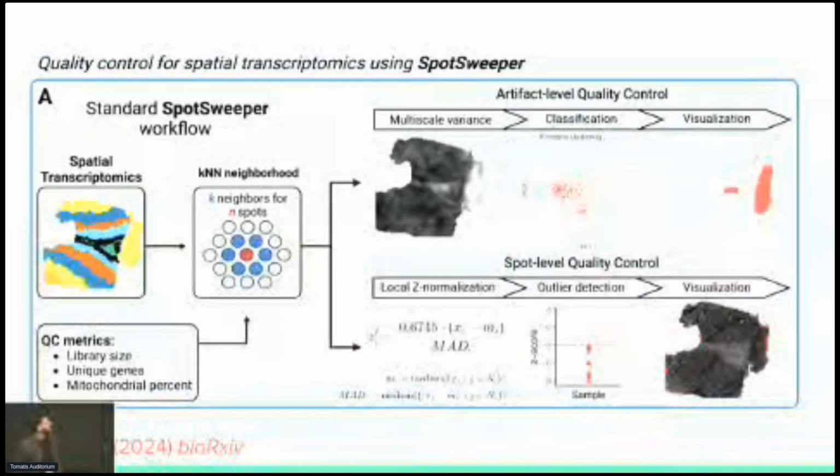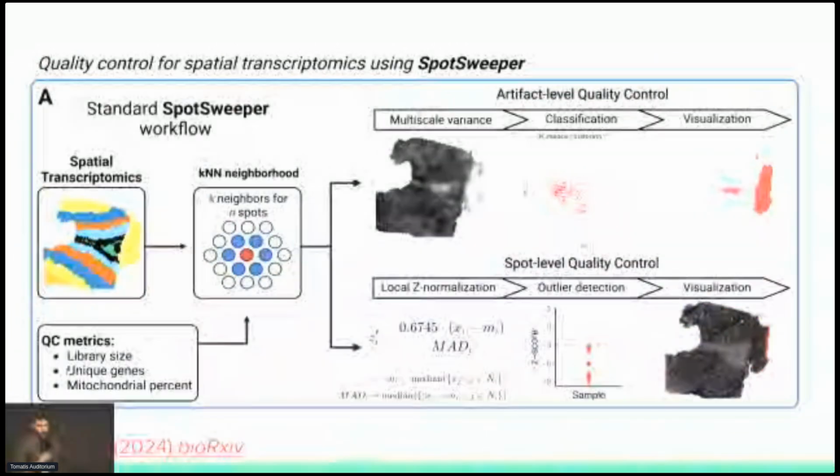So this is the rough outline for SpotSweeper. It's a very simple method using the standard QC metrics that everyone already uses, which is library size, unique genes, and the mitochondrial percent.